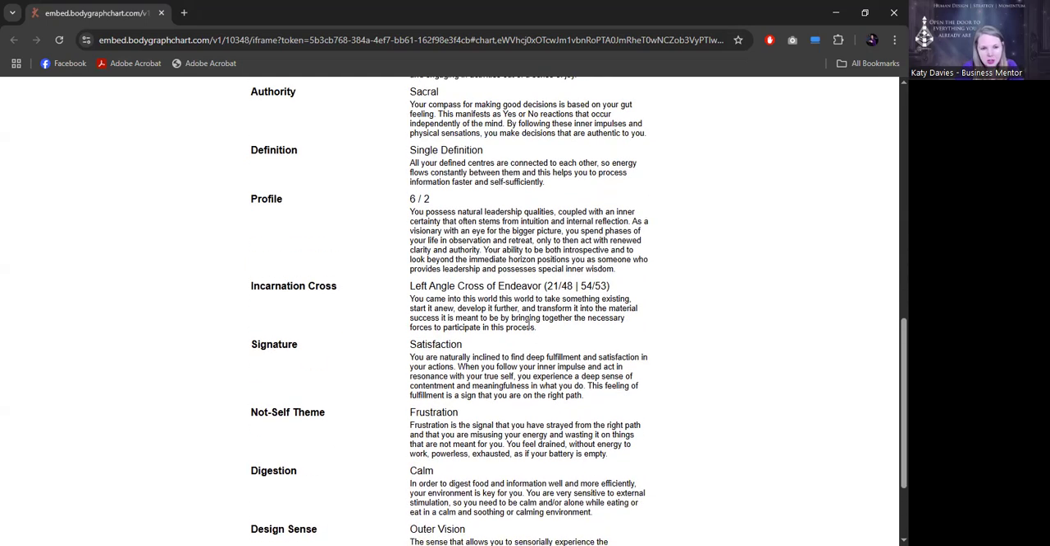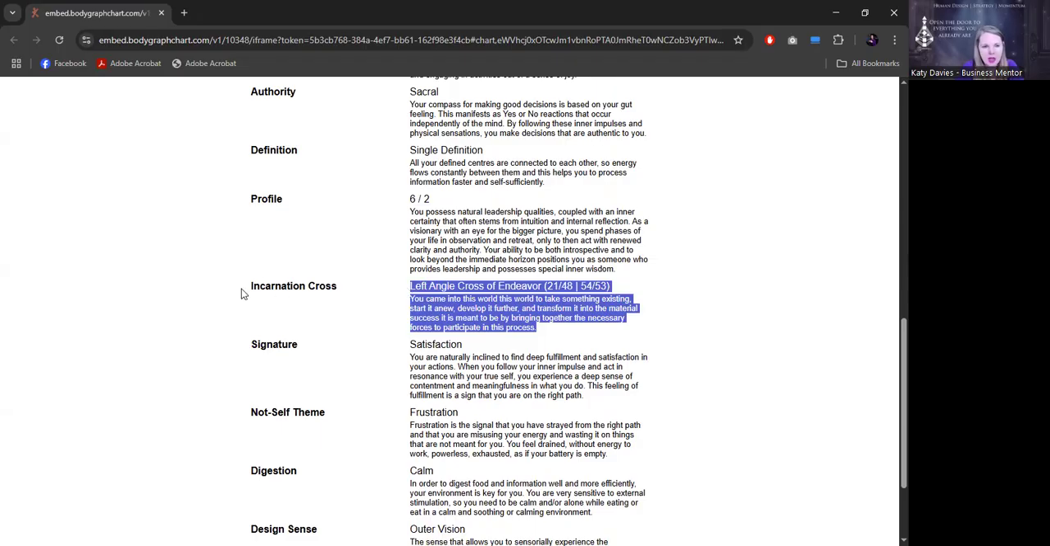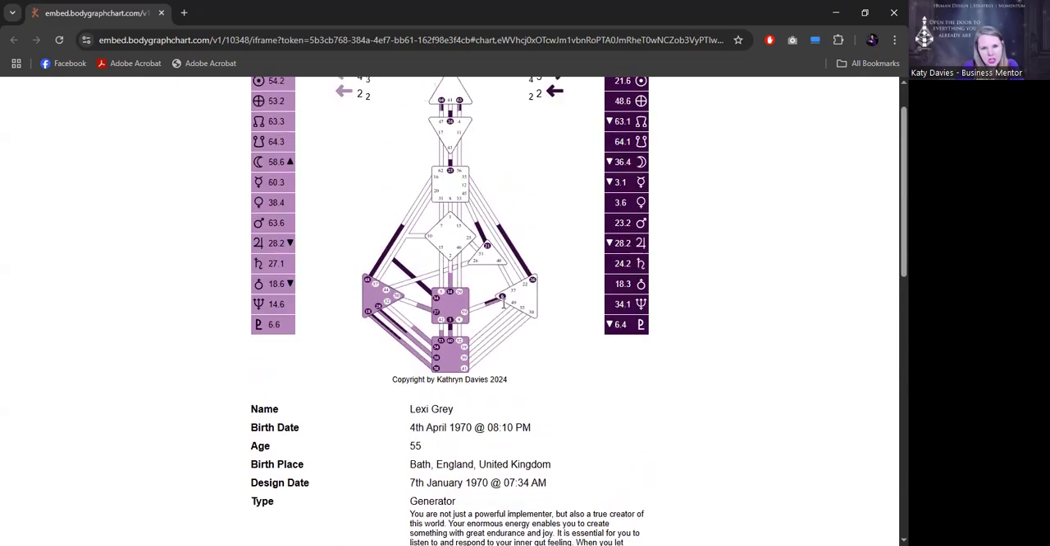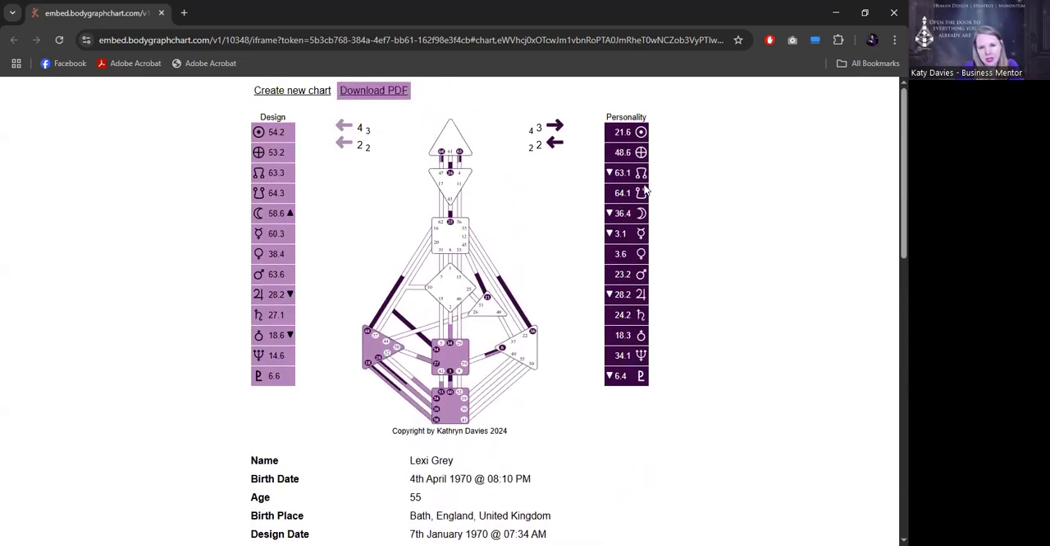Now, the incarnation cross that we've got here, this is your life theme. Without going into too much detail, all of this down the side is the planets. And the reason your chart is the way it is is based on where those planets were at the time of your birth. And based on where those planets were, that is what activated the gate in the center.